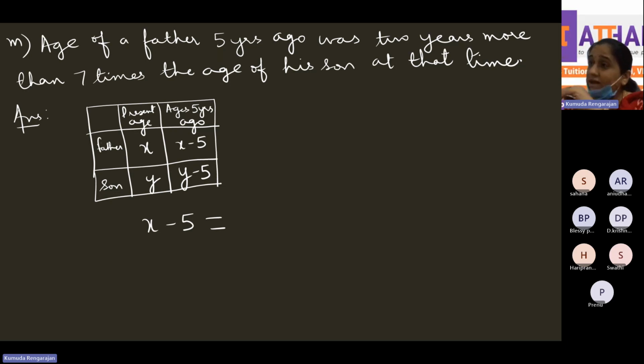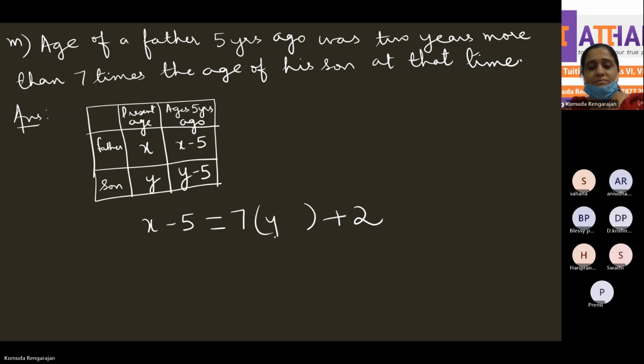2 years more than something. So more than 7 times the age of a son at that time. At that time, meaning 5 years ago, what was the age of the son? Y minus 5.